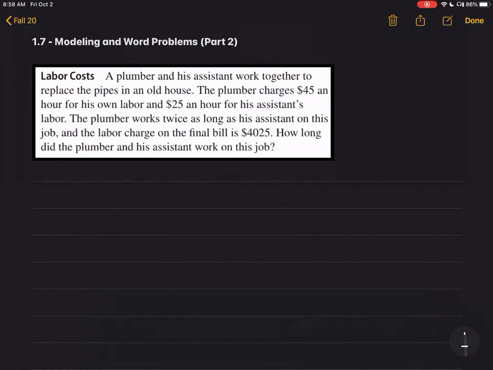Today, we're going to be covering time needed for a job problems and distance, speed, and time problems. So let's go ahead and just get started. First off, let's start with a time needed for a job problem.